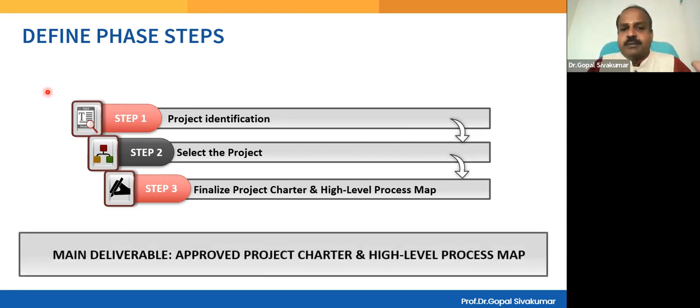Ultimately, the deliverable at the end of the define phase is the approved project charter. Your project charter is approved, and you will also have a high level map of the process. It is not a process flow chart. It is only a high level process map, which means only the major steps are indicated, 5 to 8 important steps. But in reality, there can be many steps, which you will expand later on.